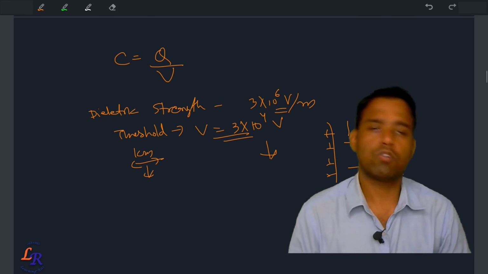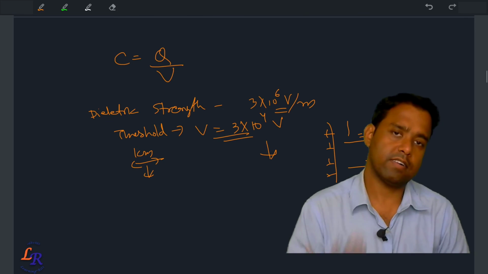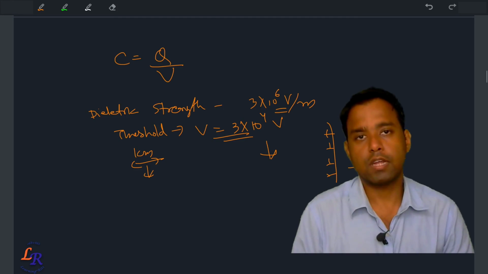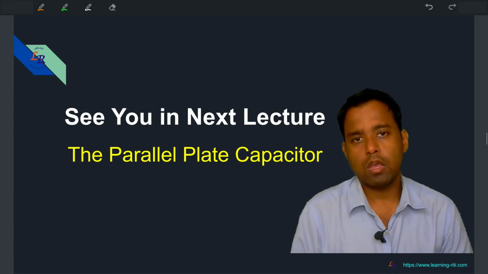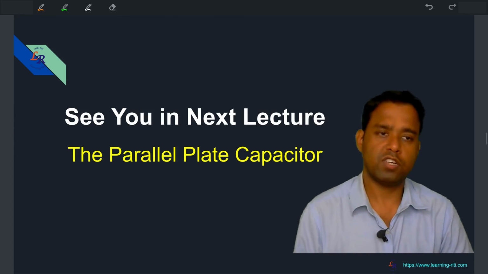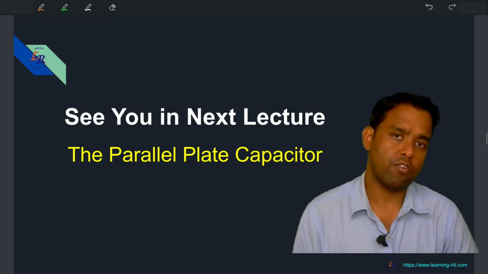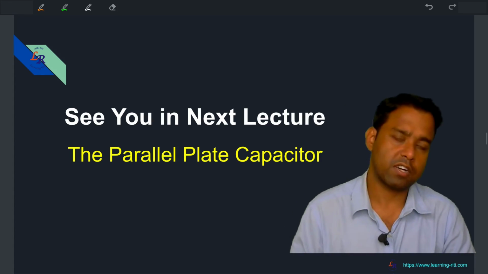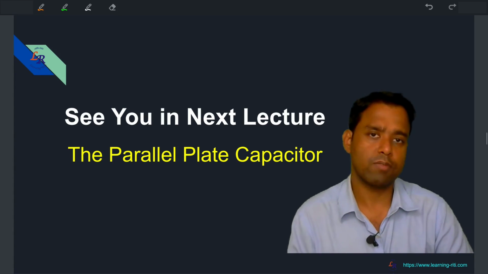Okay, so this is all about capacitor and capacitance, and we'll further see what a parallel plate capacitor is. We'll utilize the concept which we studied here, and in the case of the parallel plate capacitor, how we can calculate the capacitance and what its dependence is on the different dielectric medium and the size or dimension of the capacitor.